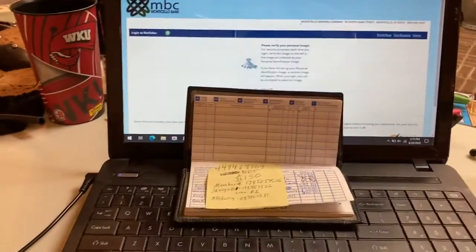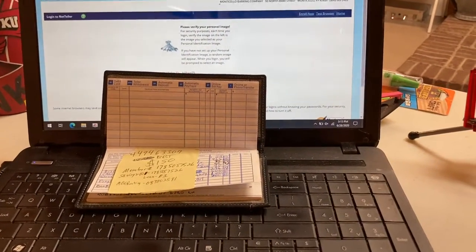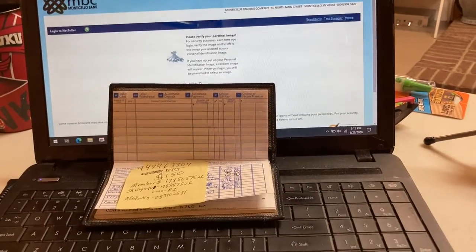So I'm just going to give you a little insight into how I balance my checkbook. This is what I do every month because I want to make sure that I pay all my bills on time, that they're not late, and then I don't get way behind. One of the mistakes that a lot of people make is they're always playing catch up with their bills.